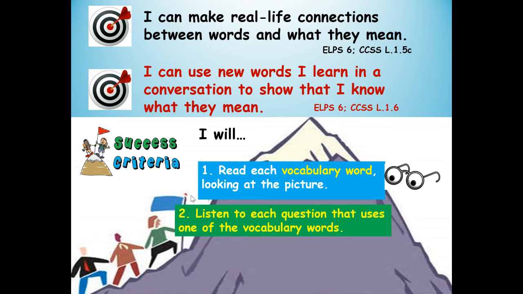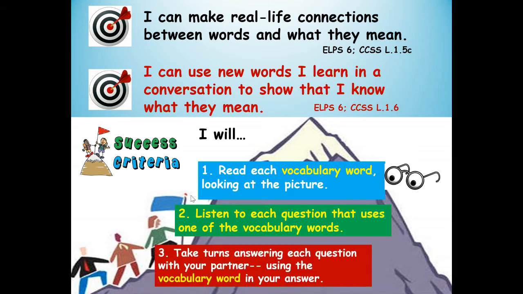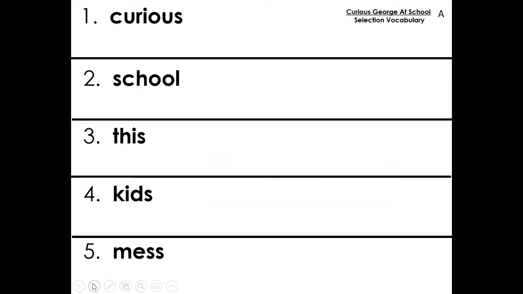Number 2, you're going to listen to each question that uses one of the vocabulary words. And number 3, you're going to take turns answering each question with your partner or me, your virtual partner, using the vocabulary word in your answer. So you're going to answer each question using the vocabulary word. So let's review our vocabulary words.